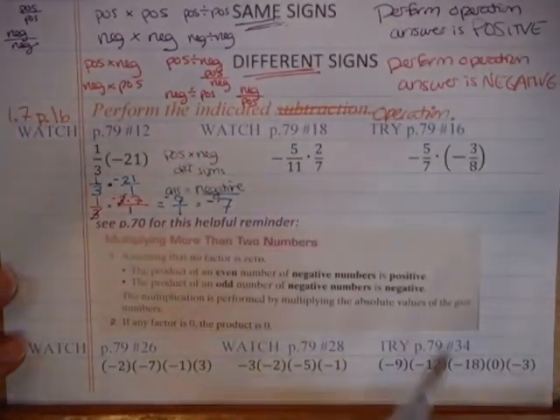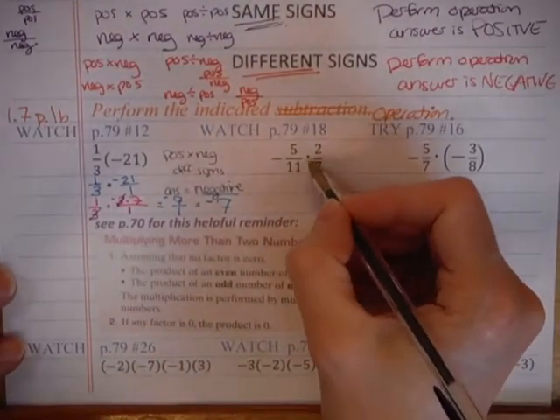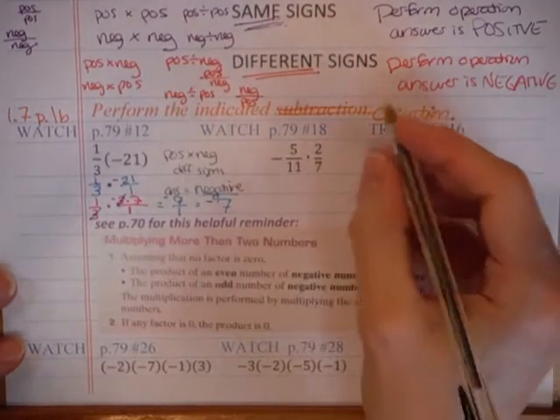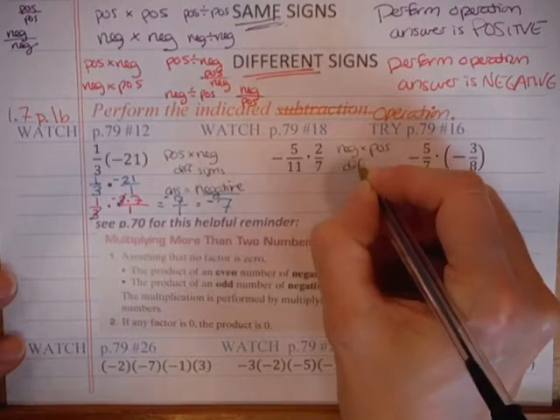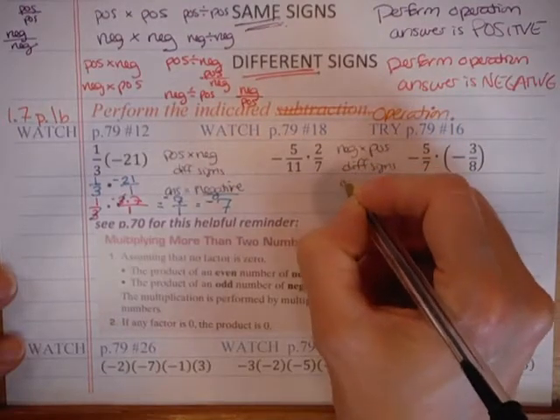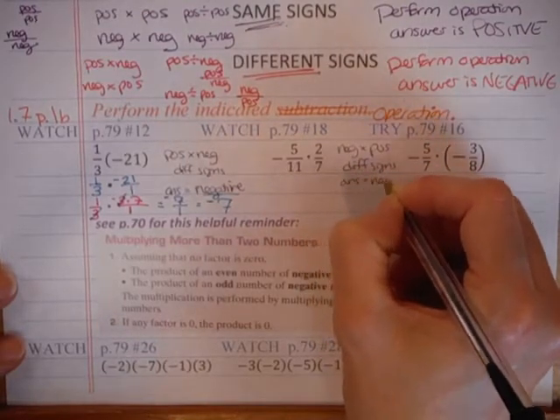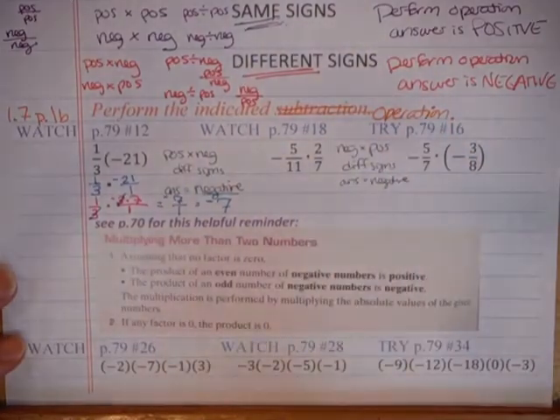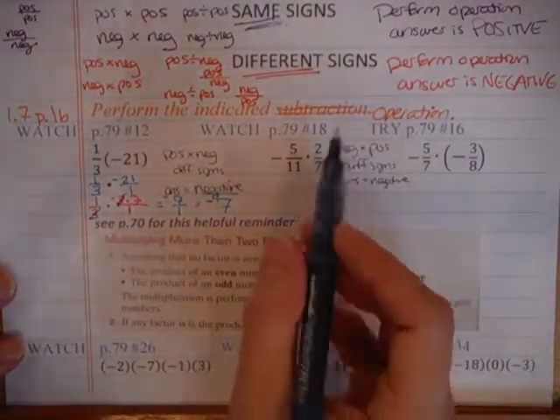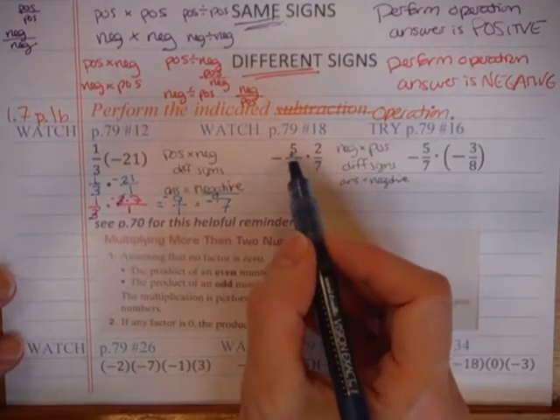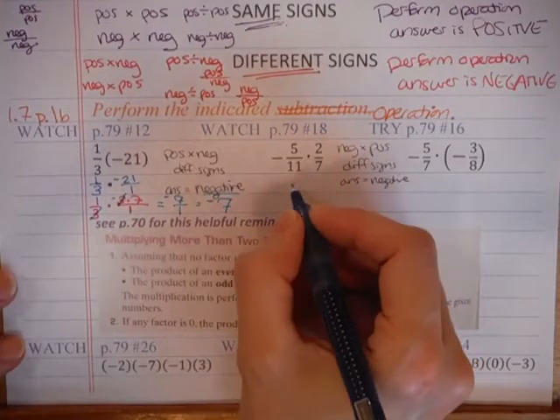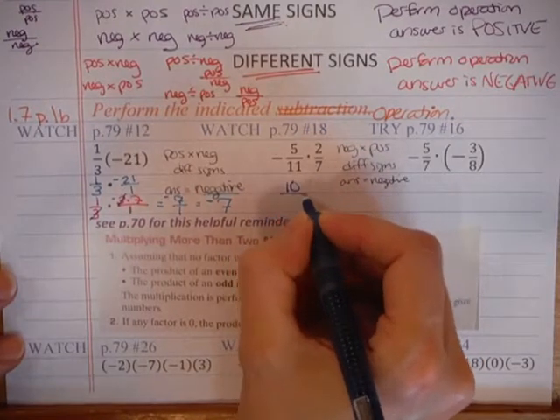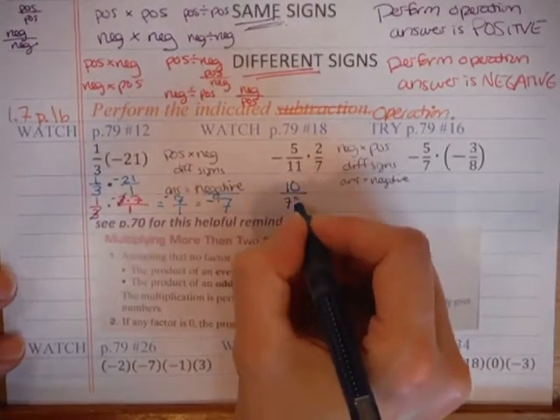The second example, number 18, we've got a negative 5/11 times 2/7. And so we've got a negative times a positive. Again, the signs are different. My answer is going to be negative. And I've got fractions here, 5/11, 2/7. I'm going to go top times top, bottom times bottom. I'm going to get 5 times 2 on the top, which is going to be 10. 11 times 7 on the bottom, which is 77.